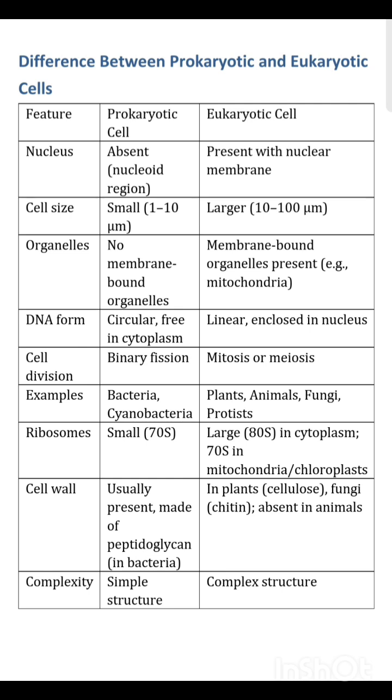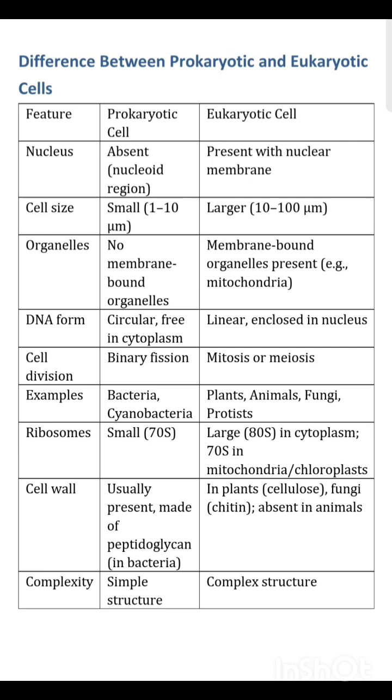Moving on to the next feature, that is the cell size. In prokaryotic cell, the size is around 1 to 10 micrometers. These cells are very tiny and simple, whereas in case of eukaryotic cell, they are usually larger, about 10 times bigger than the prokaryotic cell, and they are also very complex.